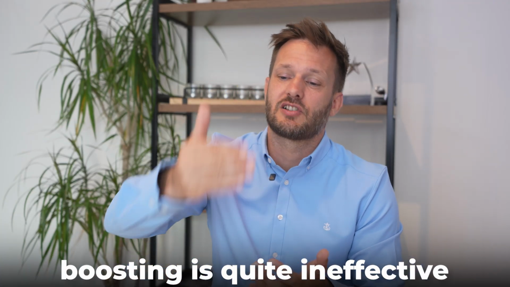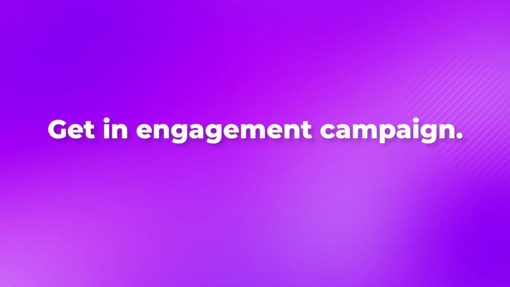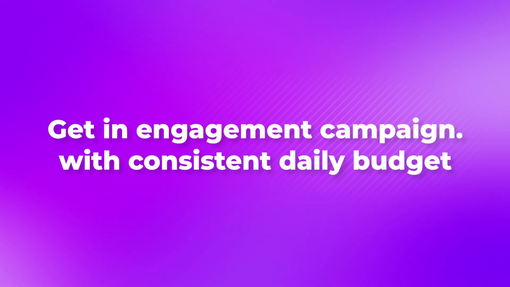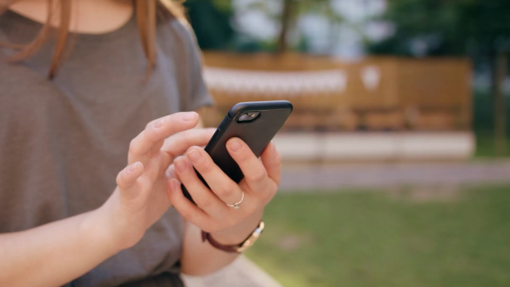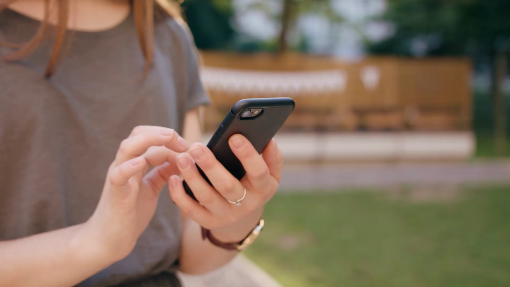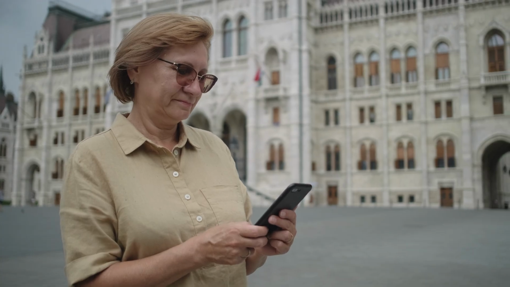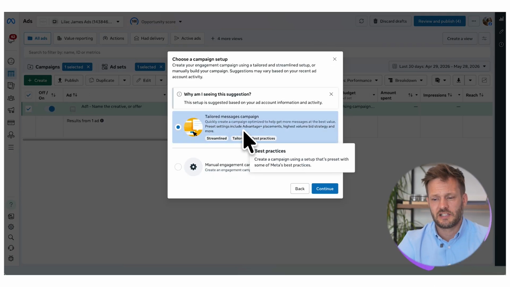When you want campaigns to run consistently month after month, get an engagement campaign with a consistent daily budget, and what we would find is people would start tagging people in. It would be mums tagging in their daughters saying, hey, have you seen this? And grandmas tagging in their granddaughters, etc. And it worked really, really well. And we could see the booking levels really increase as a result.